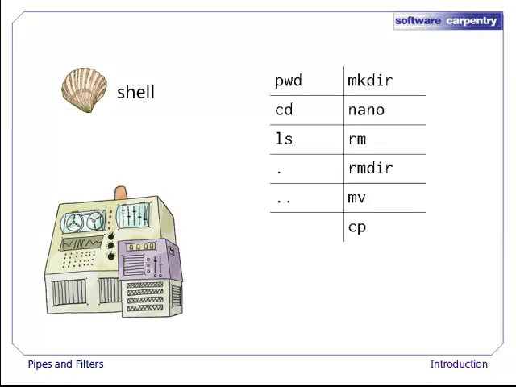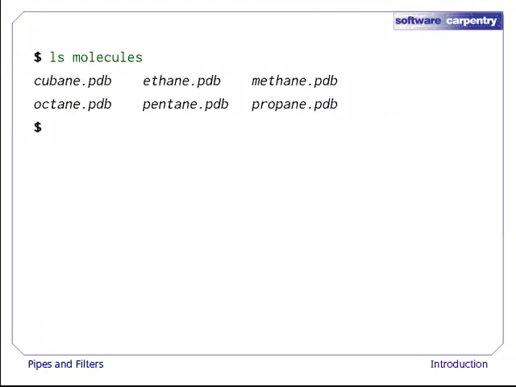We've already seen commands to move around the file system and to create, rename, copy, and delete files and directories. What we'll see in this episode is that commands like these are much more powerful when they're combined. We'll start with a directory called molecules that contains 6 files describing some simple organic molecules. The .pdb extension indicates that these files are in protein databank format, a simple text format that specifies the type and position of each atom in the molecule.